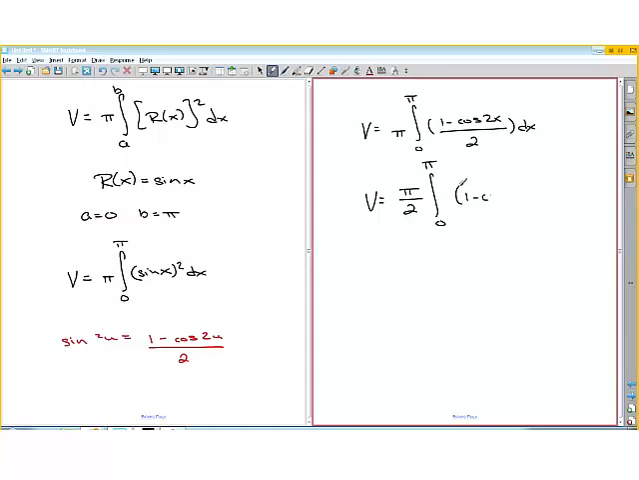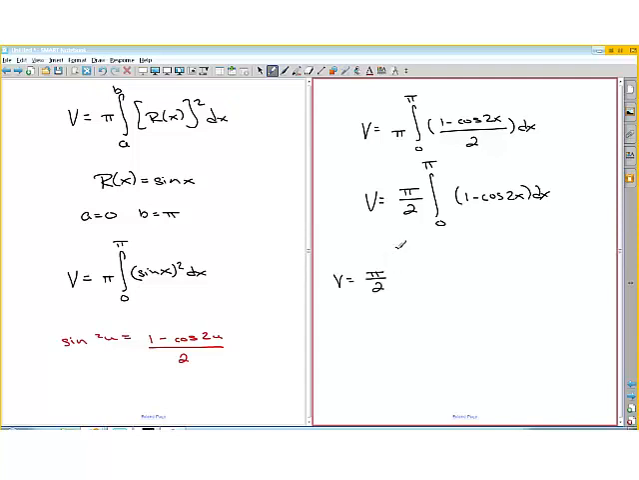So I get 1 minus cosine of 2x dx. And so we can do these separately because they're just connected by a negative sign. So the first part's easy. The second part, you've got to remember we've got 2x. So let me break it up into two parts so that nobody gets confused.